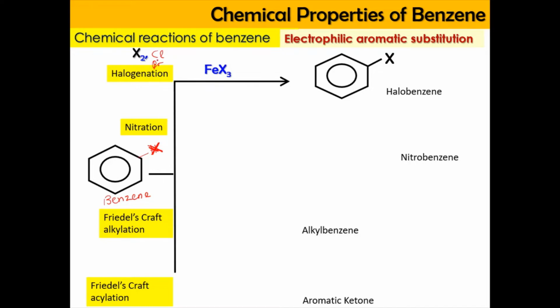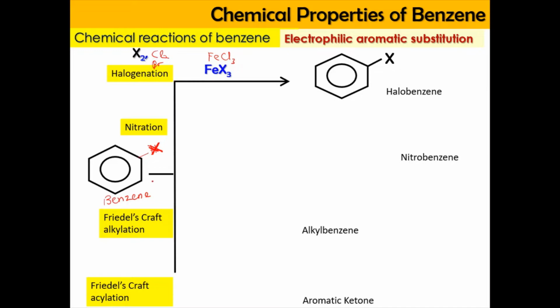Let's say if I'm using Cl2 here, the acidic catalyst that I'm going to be using is FeCl3. So it needs to be consistent. If I'm using chlorine molecule, I'll be using the acidic catalyst of FeCl3, which is the Lewis acid here. Okay, if I'm using Br2, then I'm going to be using FeBr3.